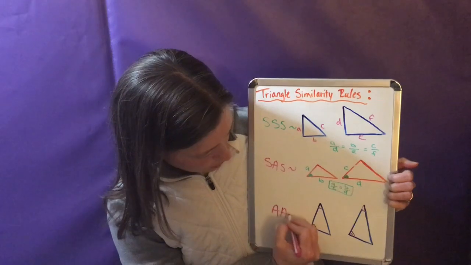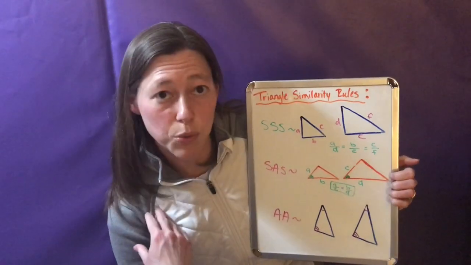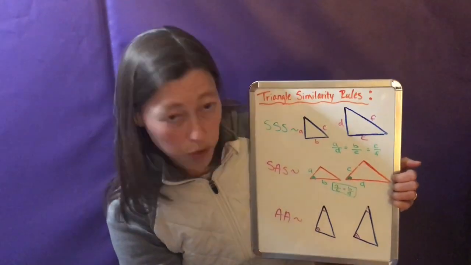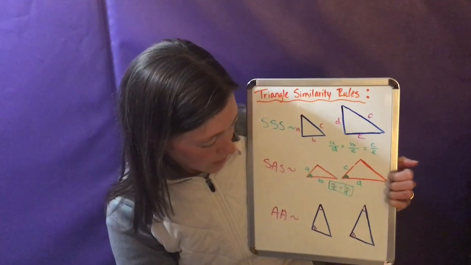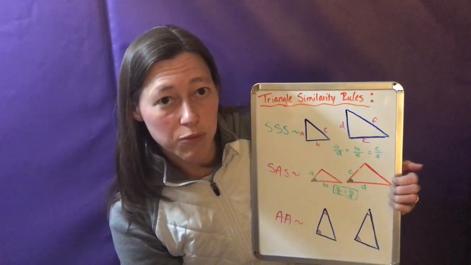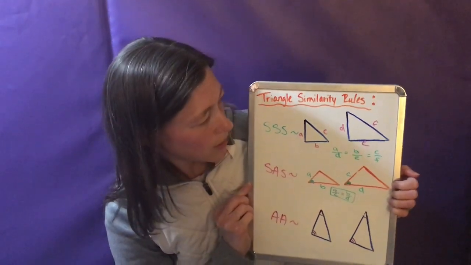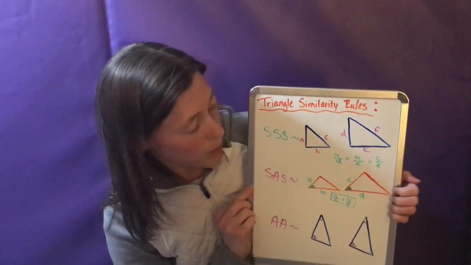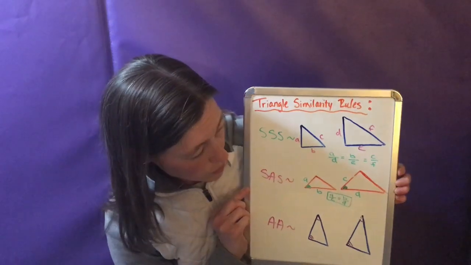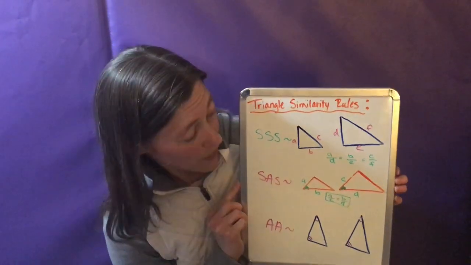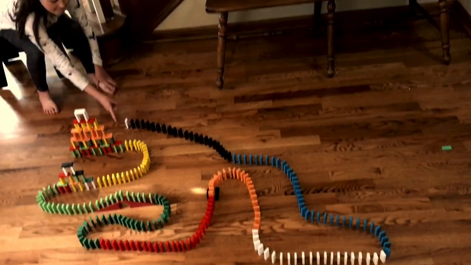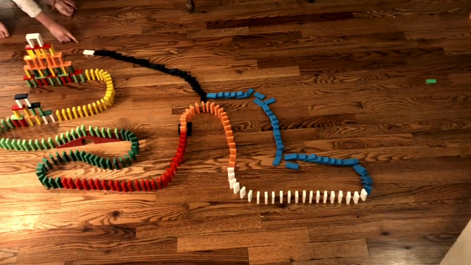So angle similarity is the last rule. Okay, you do know that all three angles are congruent, but you can stop with two if you find two. Okay, so those are the three triangle similarity rules, and we will go a little bit more in depth in class.